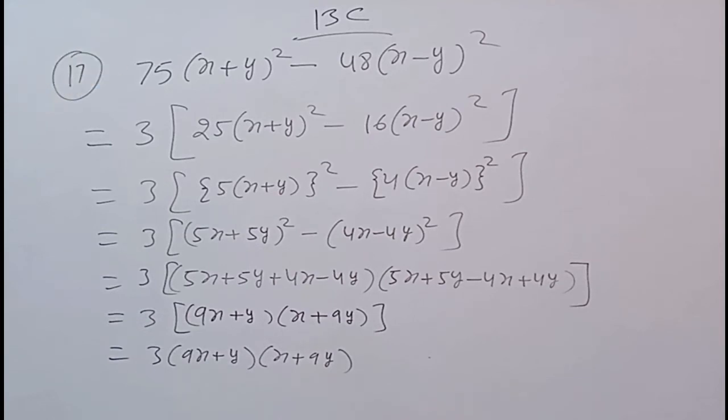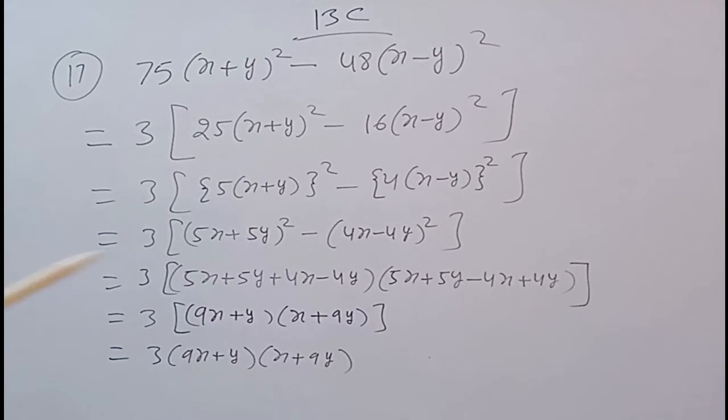So now we will write in another way. 3 outside the bracket, 25 we can write as (5x plus y) whole square minus (4x minus y) whole square. Now we will multiply 5 into x plus y, so that will give (5x plus 5y) whole square minus, similarly we will do here (4x minus 4y) whole square. Now use the formula a square minus b square, that will give (5x plus 5y plus 4x minus 4y)(5x plus 5y minus 4x plus 4y).